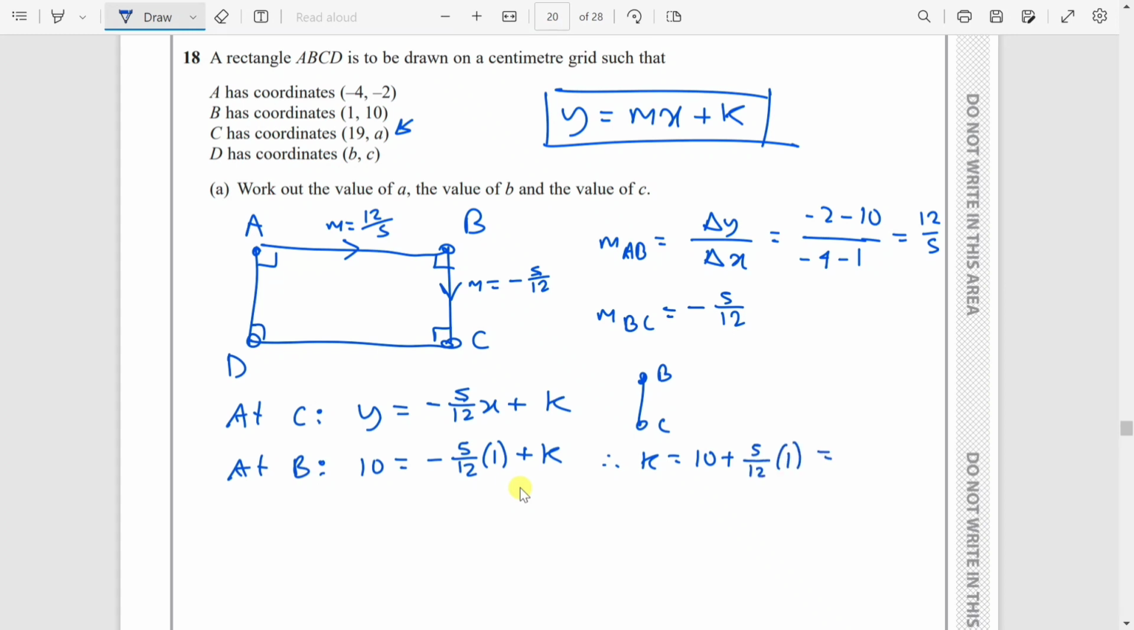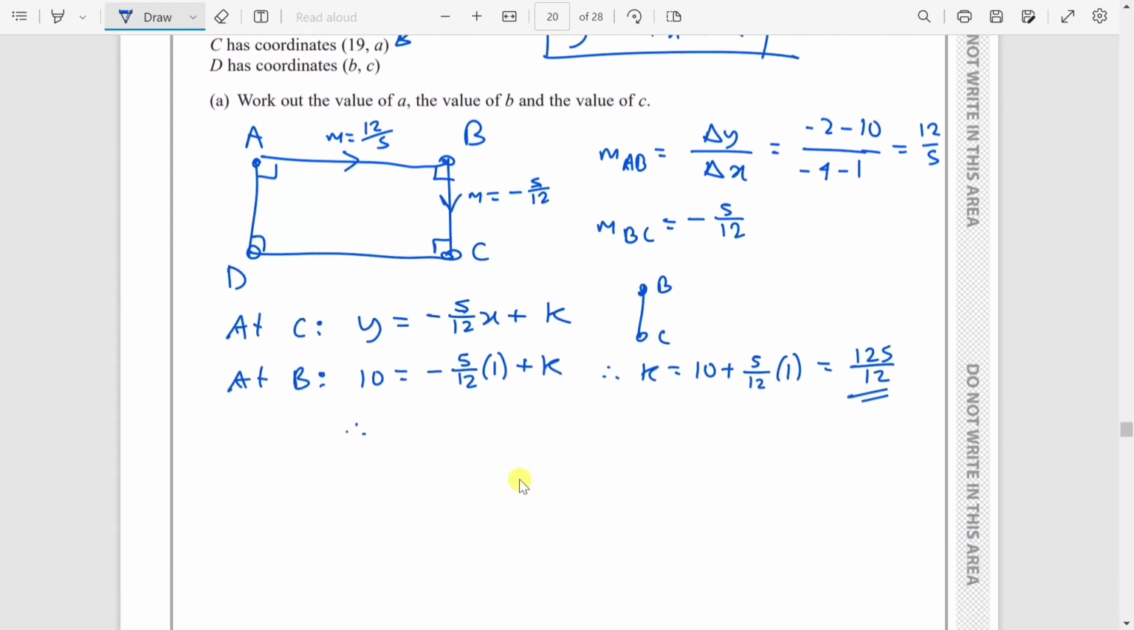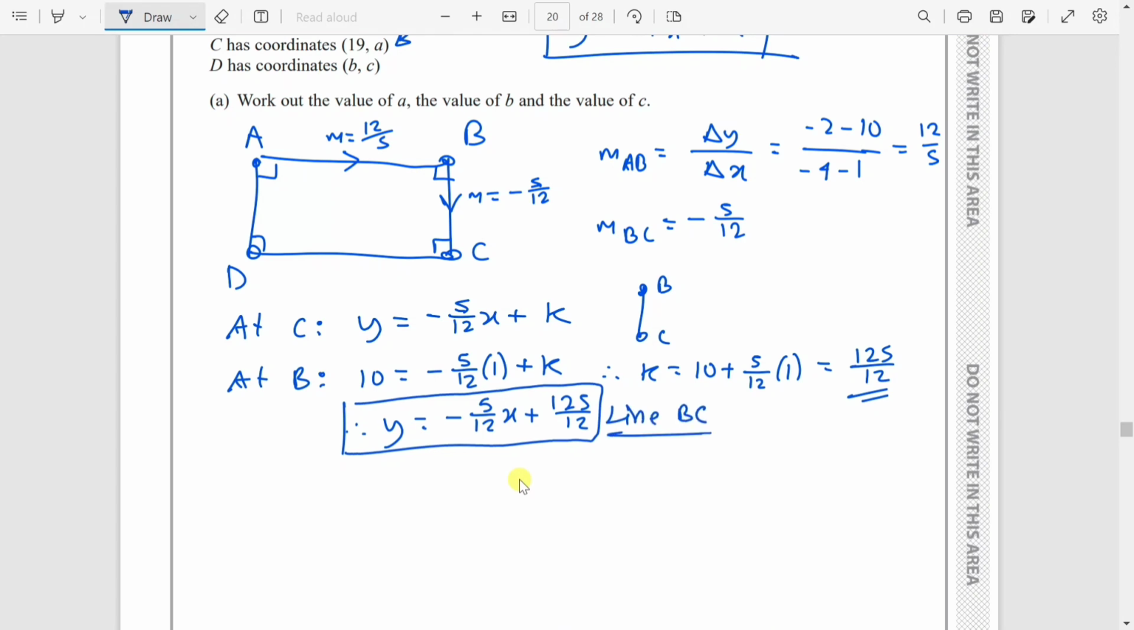And if you work that out, you should get an answer of, what did I get? I got 125 over 12. So that's our k value. So therefore, just update it nicely. So you can say that the updated equation is now going to be y equals minus 5 over 12x plus 125 over 12. So this is our equation for line BC, yeah? So this is line BC.